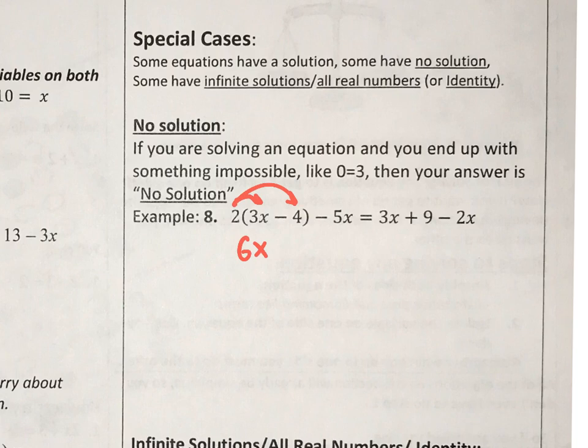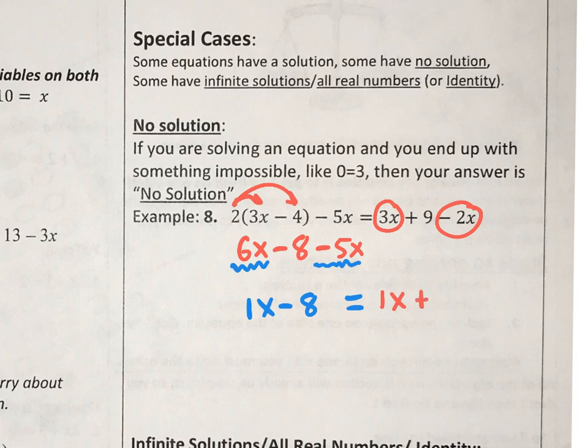So if we look at this example right here, 2 times 3, that's 6x. 2 times negative 4, that's negative 8. Bring down the minus 5x. And then you continue to combine like terms. 6 and minus 5, that's a positive 1, and we're talking about x's. Bring down the minus 8, bring down the equal sign, and then on the right side, combine like terms. 3x, take away 2x, that is 1x. Bring down the plus 9.